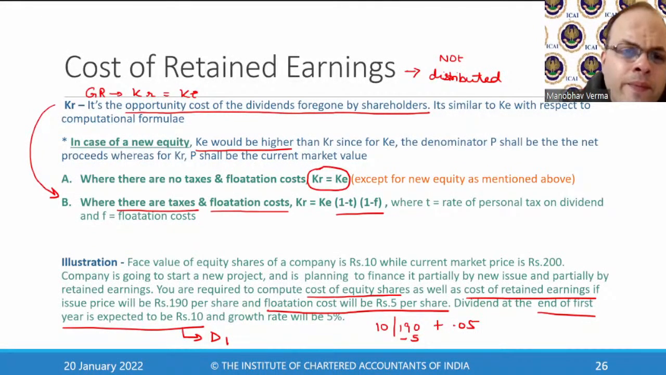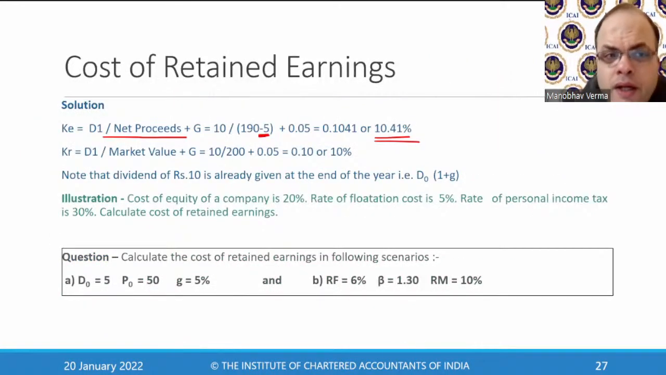Now, as I said, in the case of new equity, the cost of equity would be higher. That's what we are proving here. My cost of retained earnings is based on my existing equity, so this was mainly for a new equity. Whereas for the cost of retained earnings, I'm calculating D1 upon market value plus G, that is 10 upon 200, and that is giving us 10%.